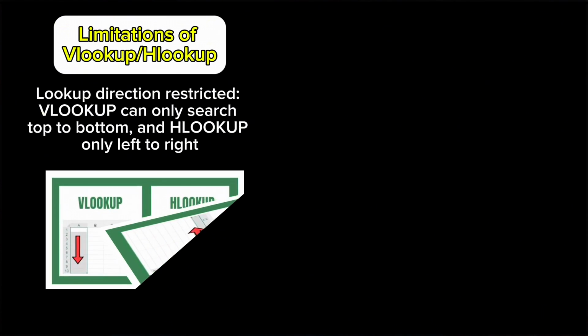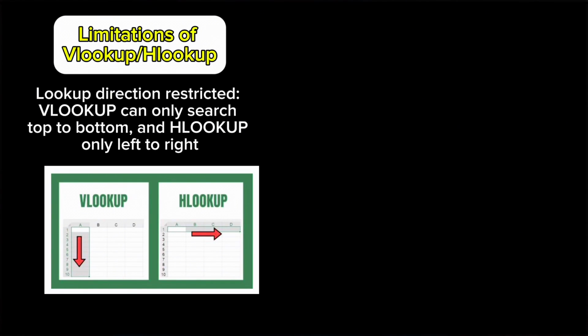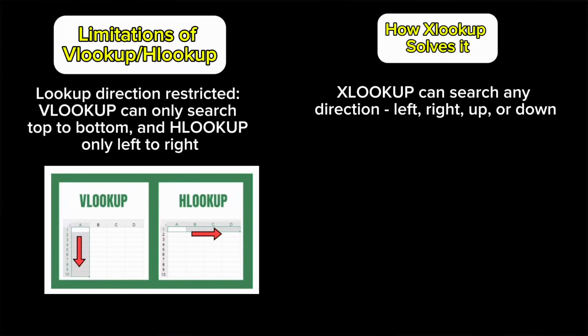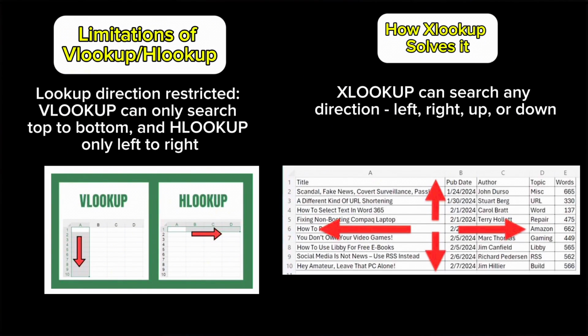First things first, with VLOOKUP and HLOOKUP, the direction of lookup is restricted. With VLOOKUP, you can search from left to right, and with HLOOKUP, you can search from top to bottom. But that problem gets completely resolved by XLOOKUP because it can search in any direction: left, right, up or down.